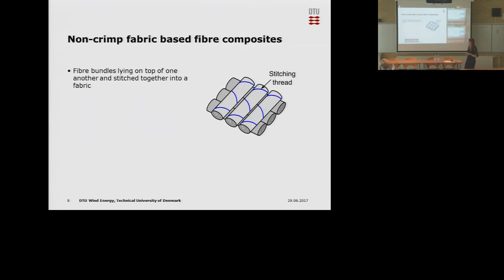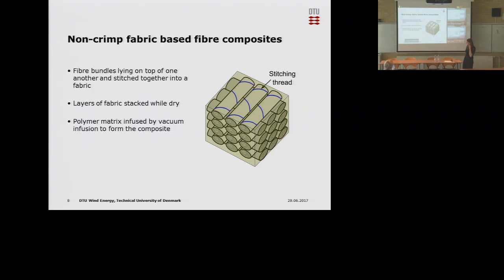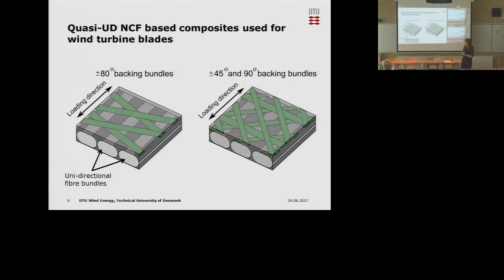And then what you do is that you stack these on top of each other, which I tried to show systematically here, while dry, and then it's often infused by this resin using vacuum infusion molding or transfer molding to form the final composite. And even more specifically for wind turbine blades, what is commonly used is these unidirectional or quasi-unidirectional composites, as they're only almost unidirectional, since the loading conditions are very specific in the blades.